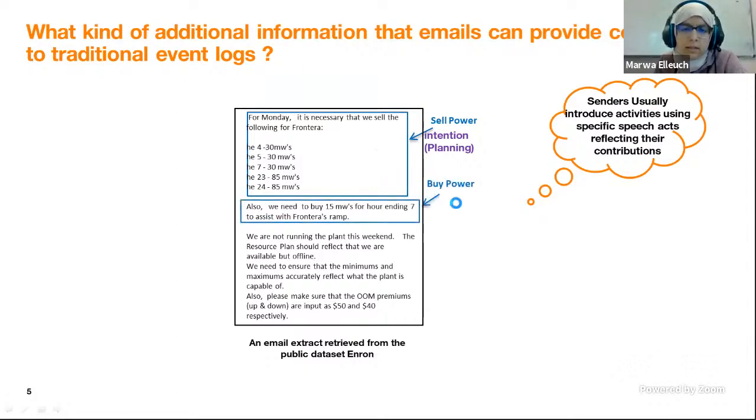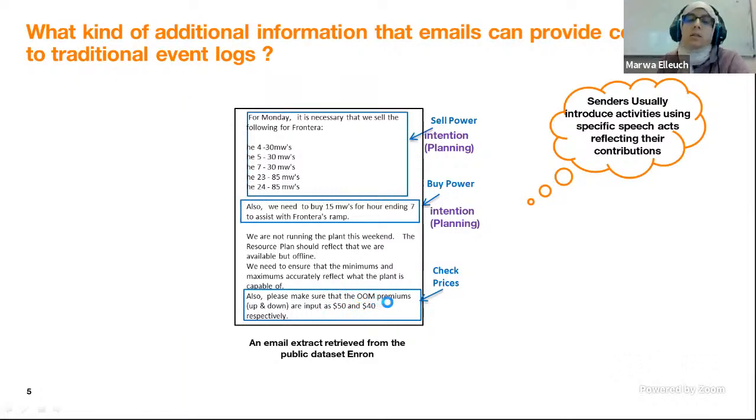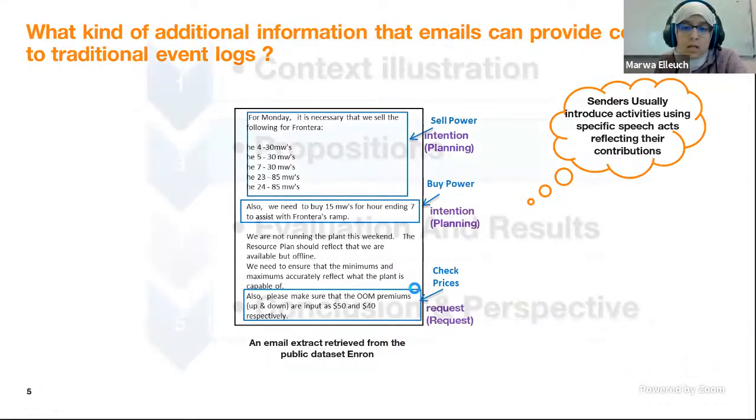The same thing for the second activity of buying electricity power. And for the third activity, the sender says, "Also please make sure that the premiums up and down are input as $50 and $40 respectively." So here, the sender introduces an activity of checking some prices with a speech act of request, and this reflects his contribution of requesting the execution of this activity.